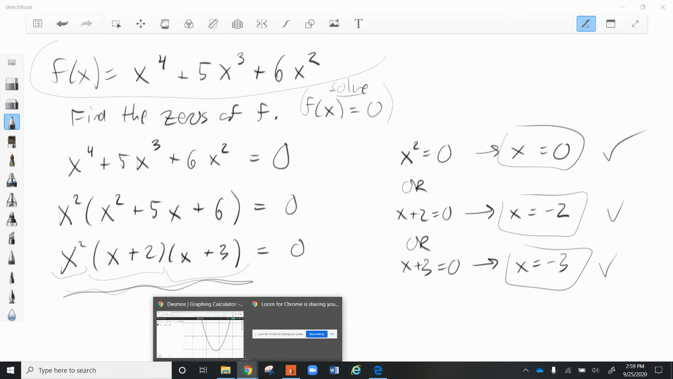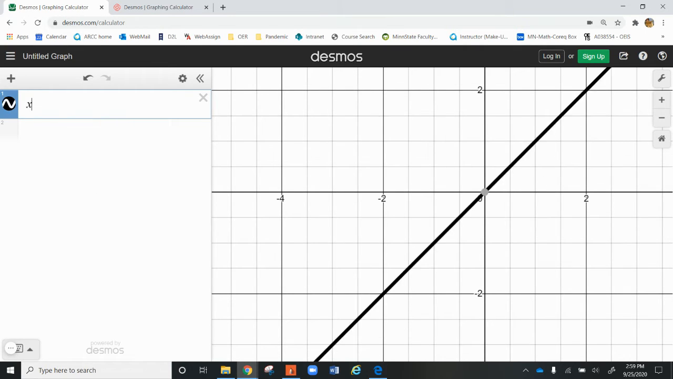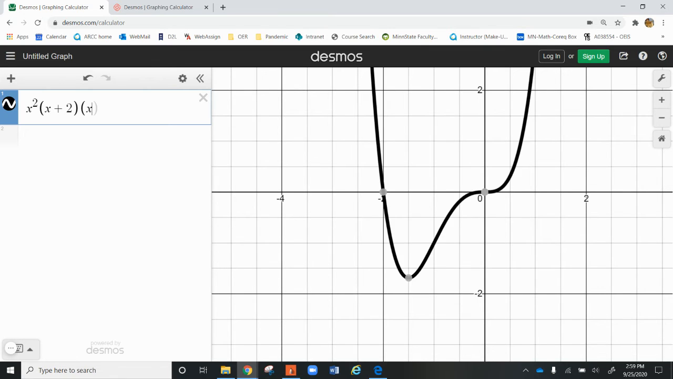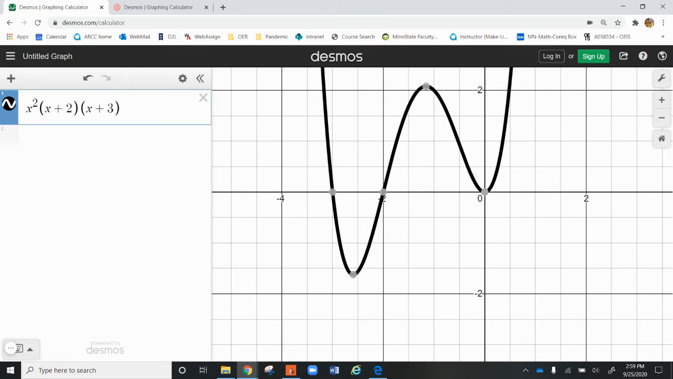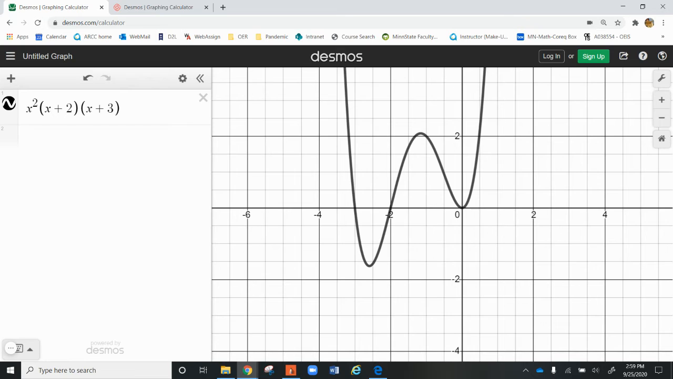So let's graph this. x squared times x plus 2 times x plus 3. I have something else on here, but let's do that later. x squared times x plus 2 times x plus 3. Okay, so we can see here that this graph is the graph of that polynomial function. This is that 4th degree polynomial. It does indeed pass through the x-axis in those three places, -3, -2, and 0.